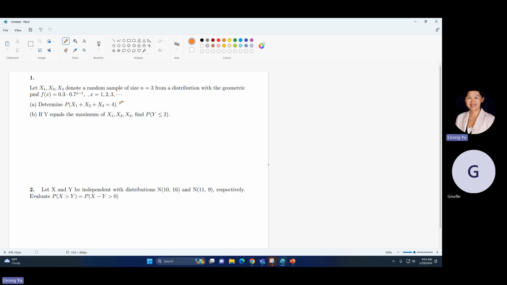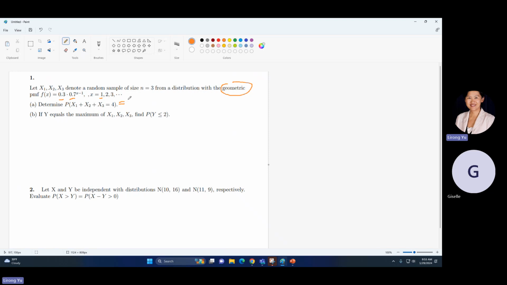The first question, we're looking at a geometric distribution. That's when you try something over and over until you have the first success. According to the problem, the success rate is 0.3 and the failure rate is 0.7, so 70% failure and 30% success. We want the probability that x1, x2, x3 add up to 4. Since every geometric variable starts at 1, you have to try 1 time to have at least 1 success. X represents the total number of trials, so the minimum value for all of x1, x2, x3 is 1.